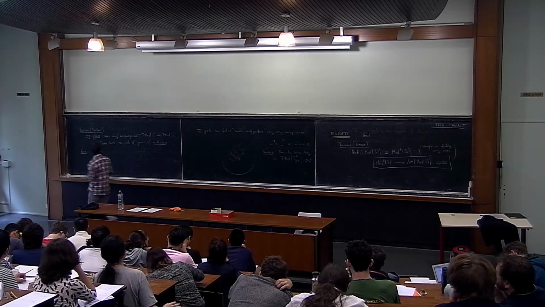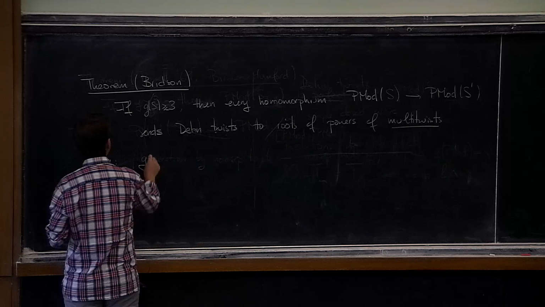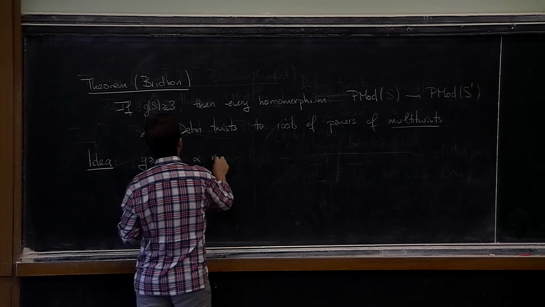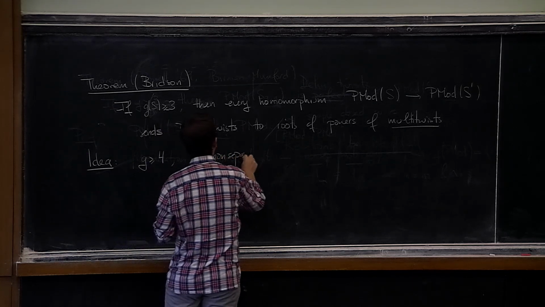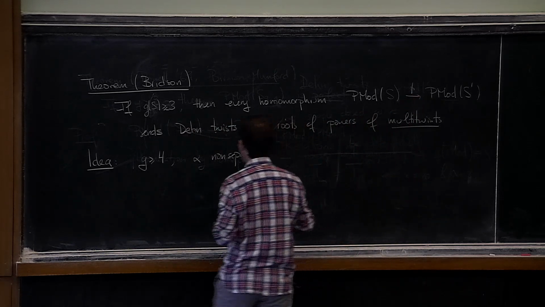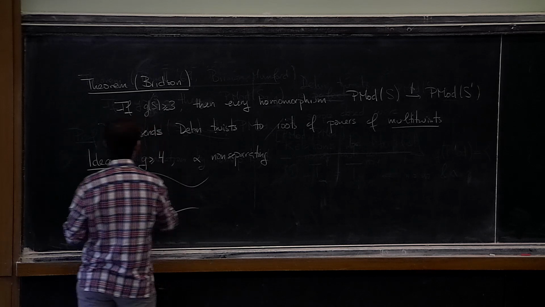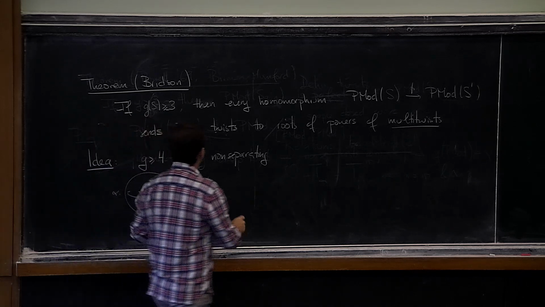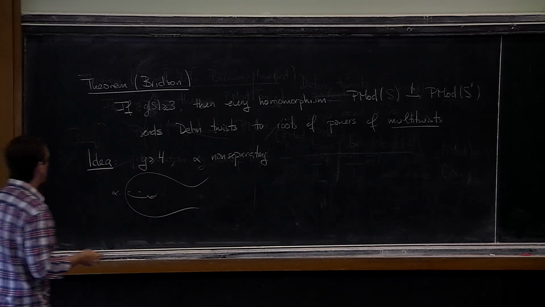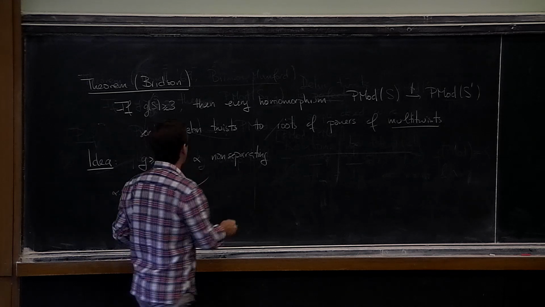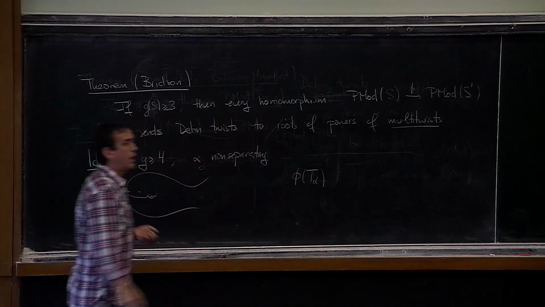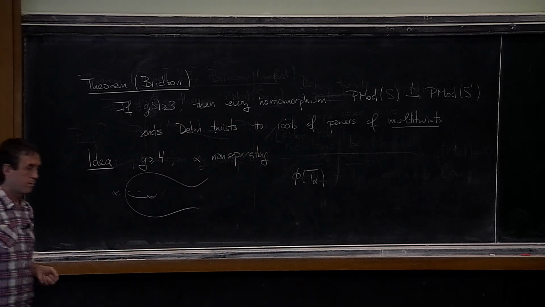Let's suppose, for the sake of argument, that the genus is at least 4, and that alpha is a non-separating curve, and that this homomorphism is called phi. Okay, so here's my alpha. And I want to get an intuition about why phi of t alpha has to be a root of a power of a multi-twist. Okay?